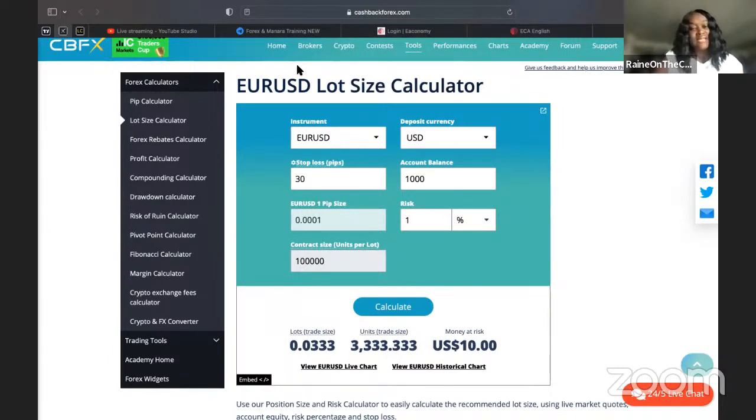Yes, Nelly, what's your question? So the account balance, does it always have to be what you have? Like, let's say your account is 10,000, but you don't want to risk that much. Can you still put, let's say, half of your account? Can you put 5,000 as your account balance, even though that's not the account, because you don't want to put the whole account balance on there? Yeah, you can absolutely do that. You put whatever amount of money you want to be working with. Great question.